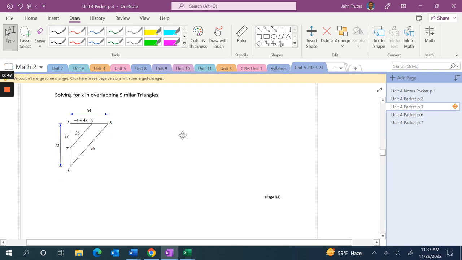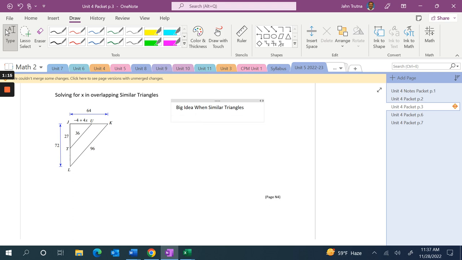in overlapping similar triangles. Okay, so remember when you have similar triangles, here's the idea on what we want to do in this problem. I'm going to type it out here. So this is the big idea. When similar triangles. Okay. The big idea is this. You're going to set up two ratios. And ratios are just a fancy word for saying fractions. So you're going to set up two fractions and then cross multiply to solve. Okay, so with the similar triangles.